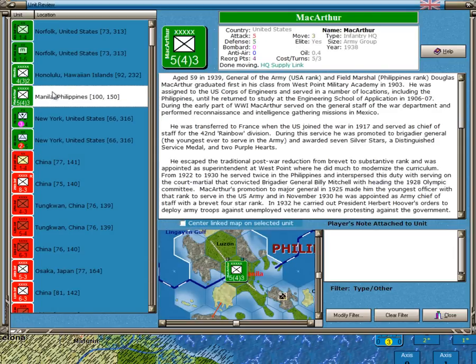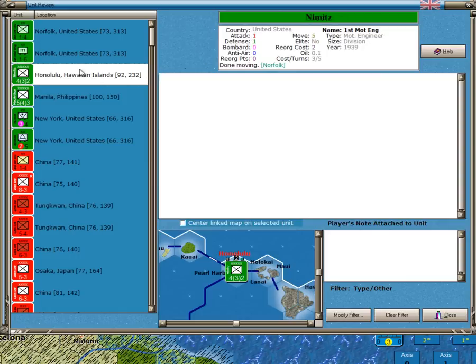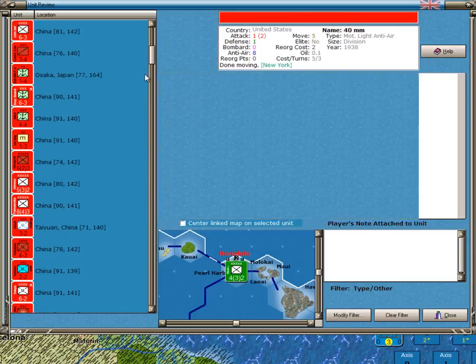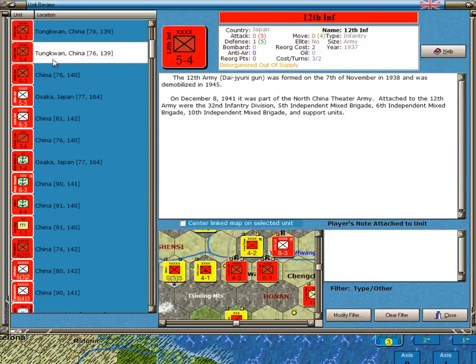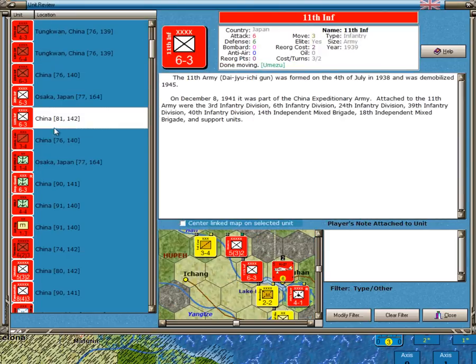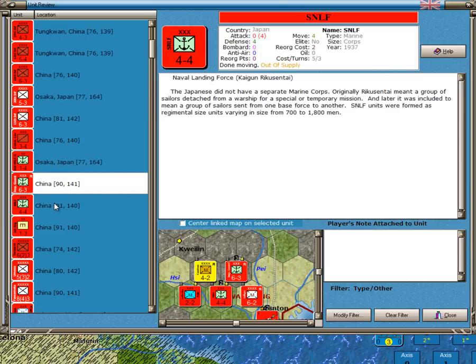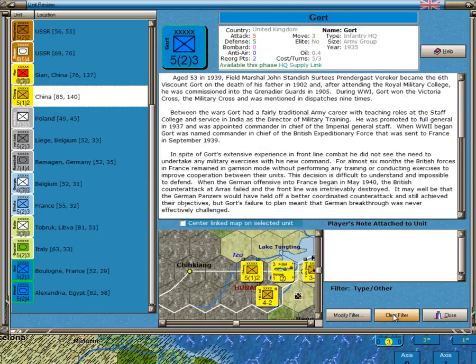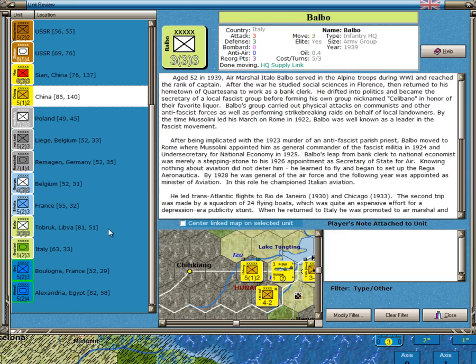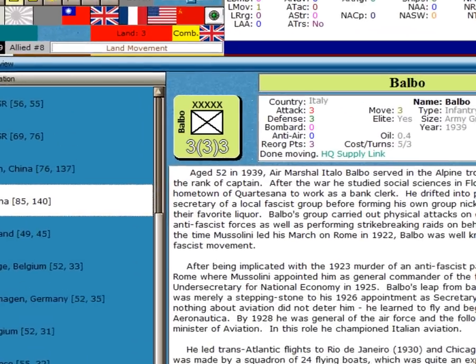A couple in New York, one in Manila, one in Honolulu. The Japanese have almost all of their units in China somewhere. And as you click on these, there's some in Japan as well. The map's going to update showing you where they are. So the units in review form enables you to focus in on any selected group of units.